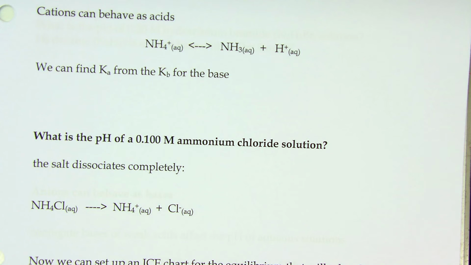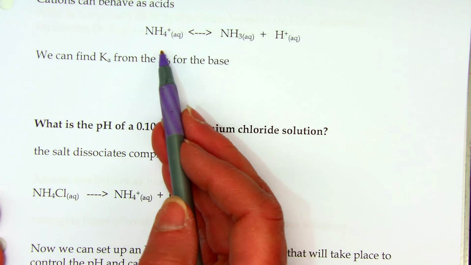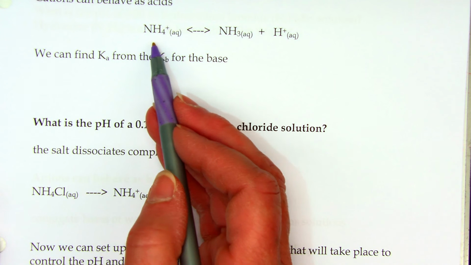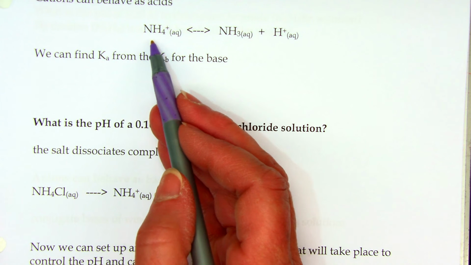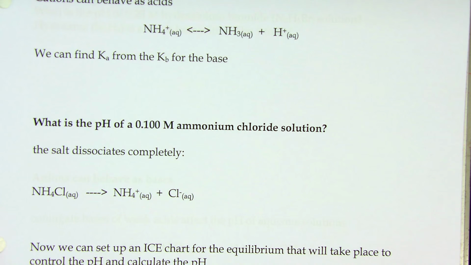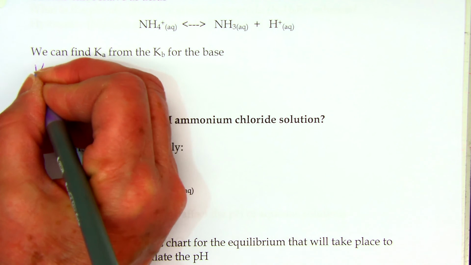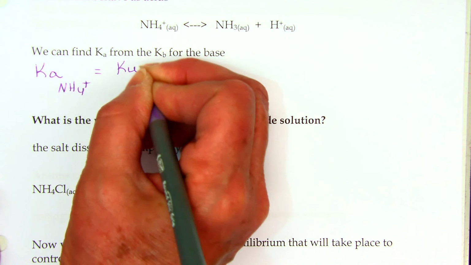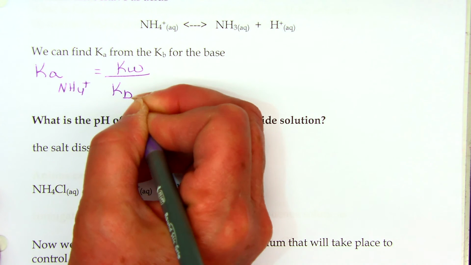Okay, so we looked at some examples of those conjugate bases of weak acids acting as bases. Conjugate acids of weak bases can act like acids because they are. So let's look at the example of the ammonium ion. Ammonia, NH3, is a weak base. Ammonium is its conjugate acid. So the ammonium ion can go into equilibrium with ammonia and a hydrogen ion. So we can look at this and say, okay, I'll find the Ka for ammonium. That's equal to Kw divided by the Kb for ammonia.